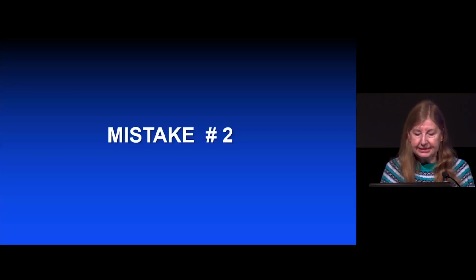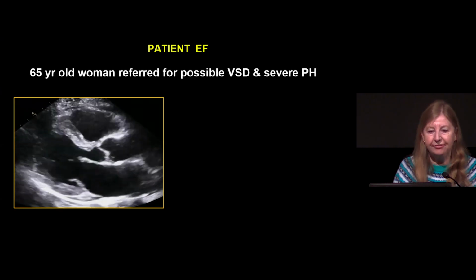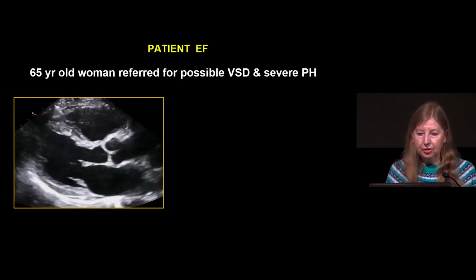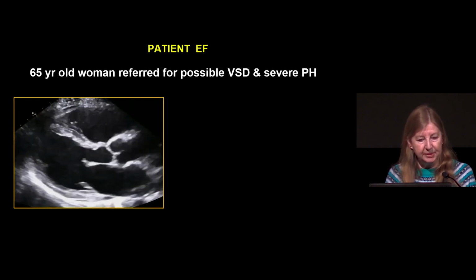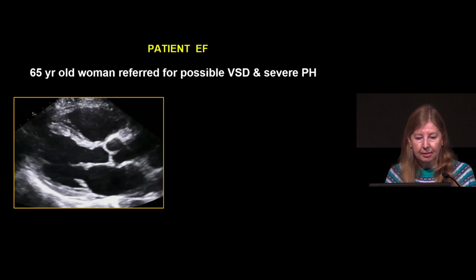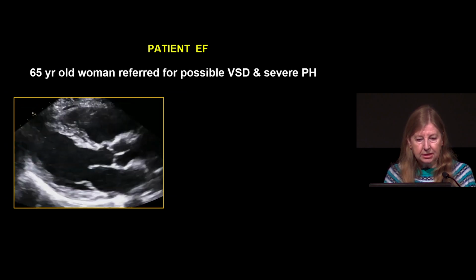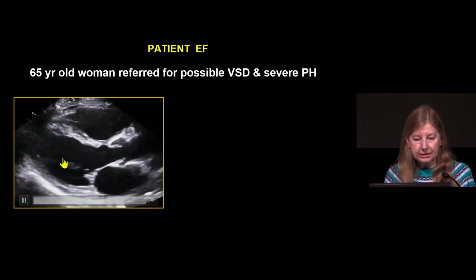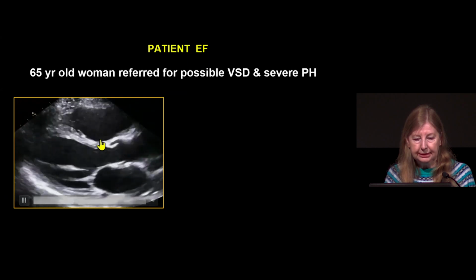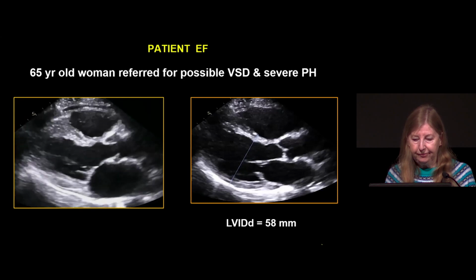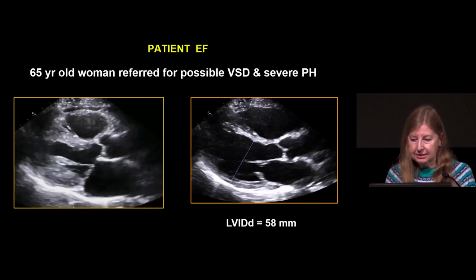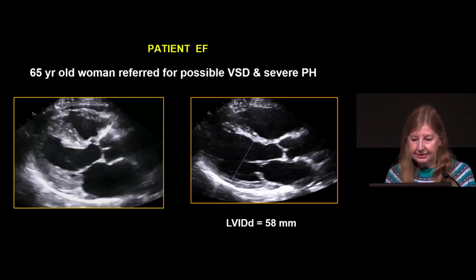Let's go on to mistake number 2. Here's a 65-year-old woman referred for a VSD and possible severe pulmonary hypertension that she'd been diagnosed by echo at home. And as you start to look in the perimembranous septum here, you can start to see a little bit of a dropout, and her LV is big, 58 millimeters. So is this a significant VSD?